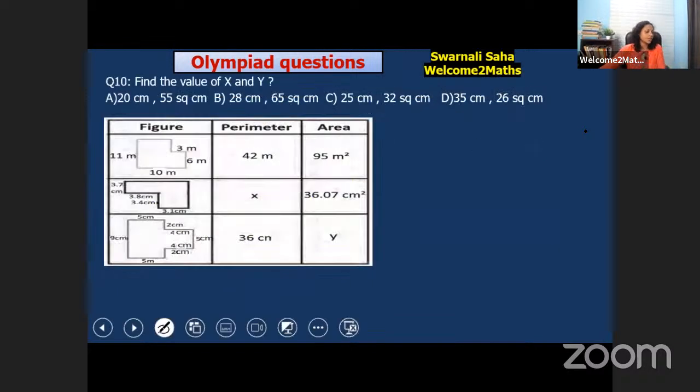Now next is question number 10. Try to solve this. Find the value of X and Y. You see 20 centimeter, 55 square centimeter, you have to find out. Okay?